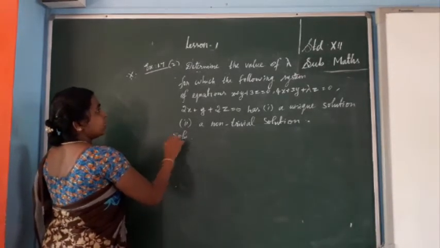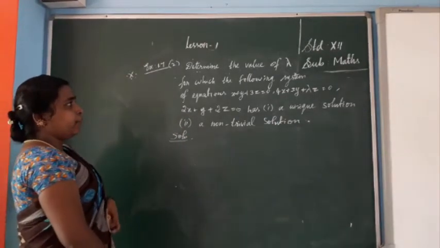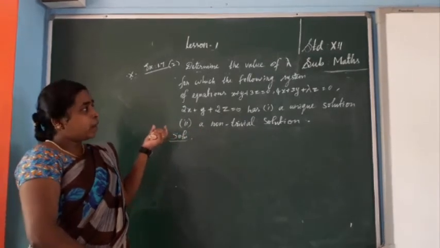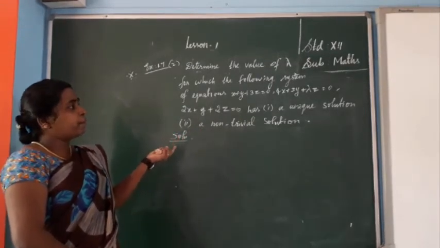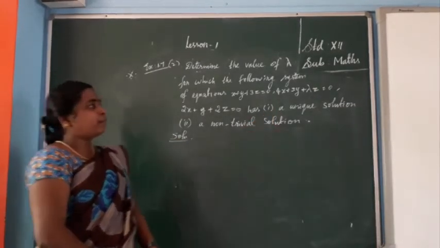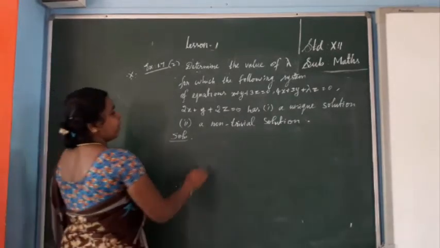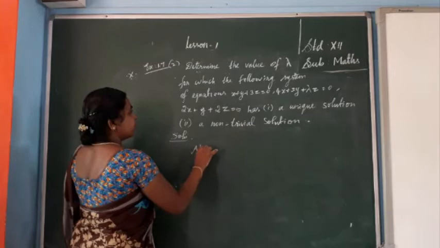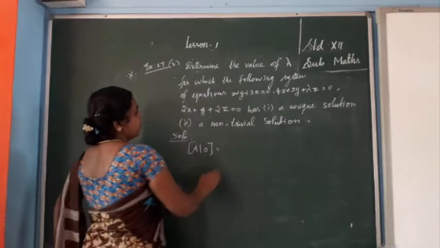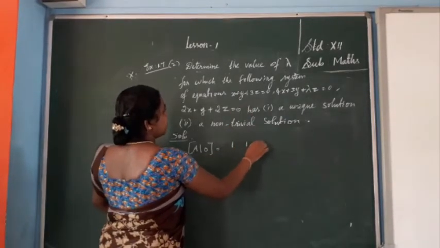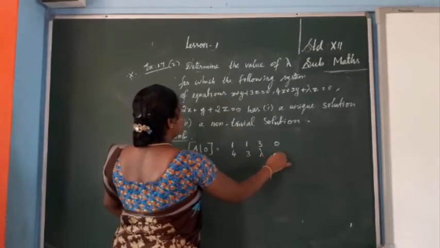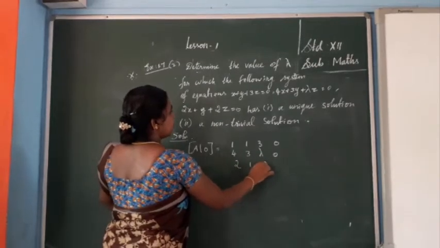Solution. Determine the value of lambda for which the following system. So what do you have to write first? You have to write the equation in the form of the augmented matrix A bar 0. Next you have to convert it into row echelon form. Next, assume the value of lambda for a unique solution and a non-trivial solution. So first, A bar 0 equals 1 1 3 0, next 4 3 lambda 0, next 2 1 2 0.